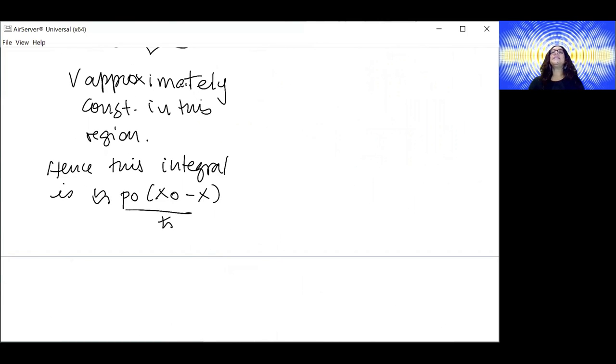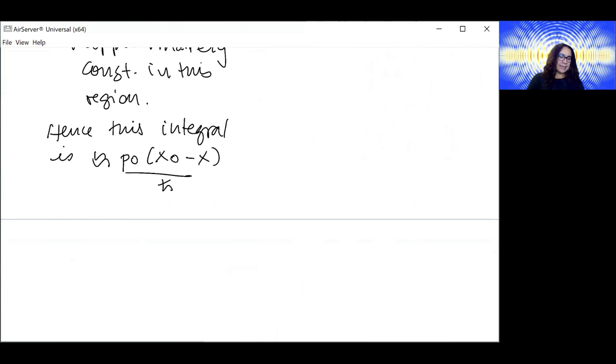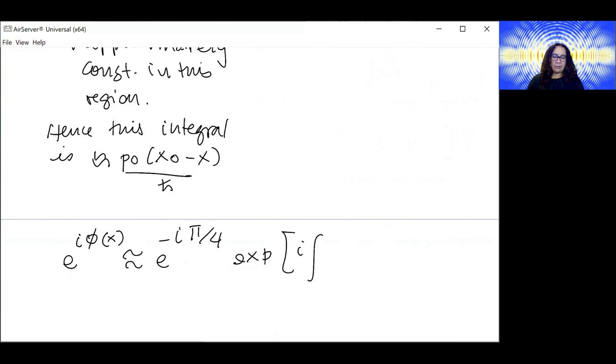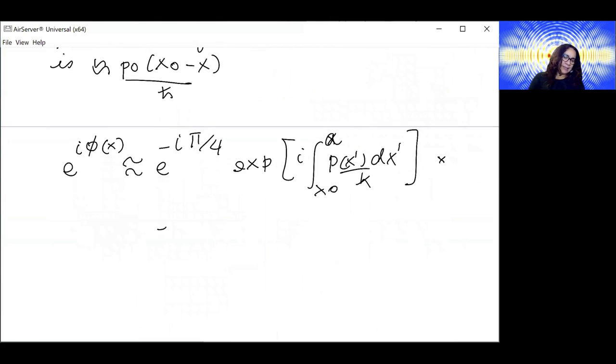And this means that if we bring all this together, we can say that e^{iφ(x)} is approximately e^{-iπ/4} times the exponential of i times the integral from x naught to the turning point of p(x') dx' over h bar, multiplied by this other guy, which is e to the power i p naught x naught over h bar, times e^{-i p naught x / h bar}.